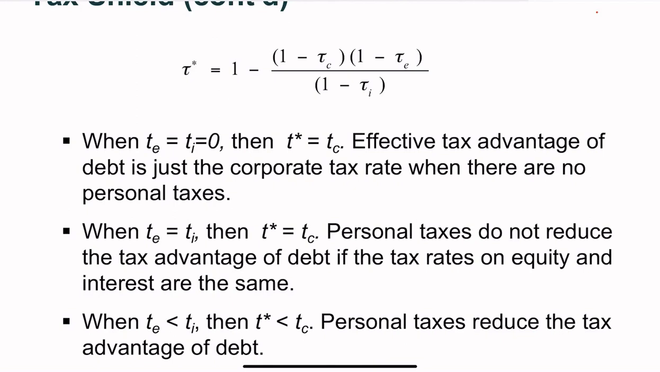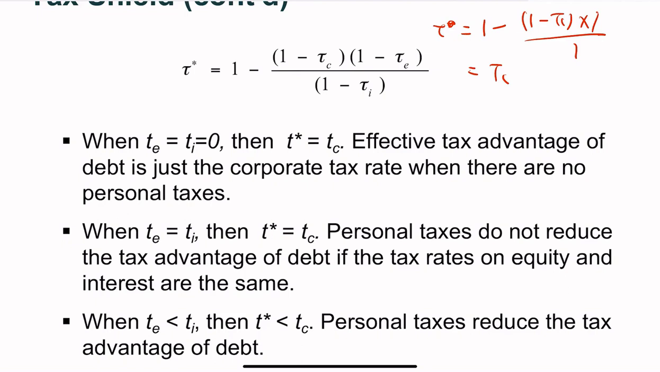So how do we understand this formula? Well, we could consider several special cases. Let's first consider the special case that there are no personal taxes. If there are no personal taxes, then T star equals 1 minus TC times 1 divided by 1. So this gives us TC. This essentially says if there are no personal taxes, the effective tax advantage of debt is just the corporate tax rate. This is really the basic case we discussed in this chapter.